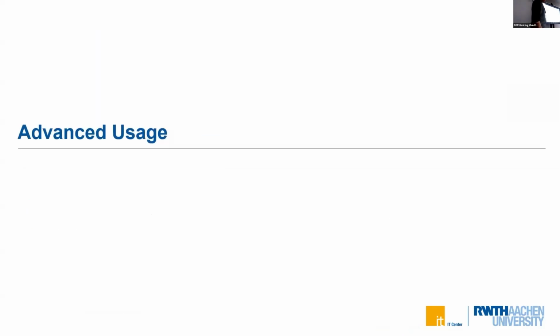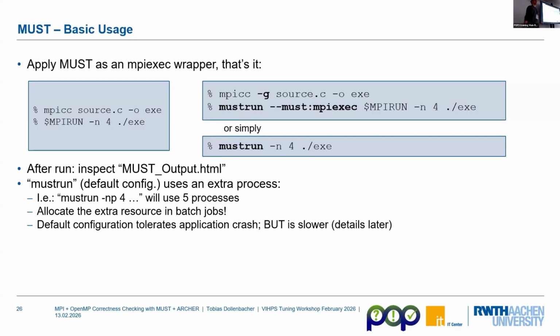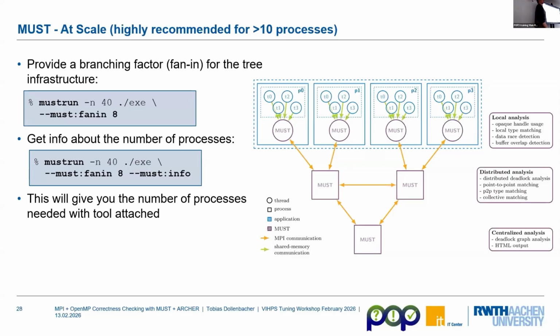All right. So any questions on the basic usage of MUST and how MUST scales from a little bit more than four processes? When you have more than 10 processes, the analysis for one process gets a little bit hard and resource intensive. To spread out and parallelize the whole analysis part, we offer this tree-like fashion where you can have the tool processes organized in a tree to get a distributed analysis.